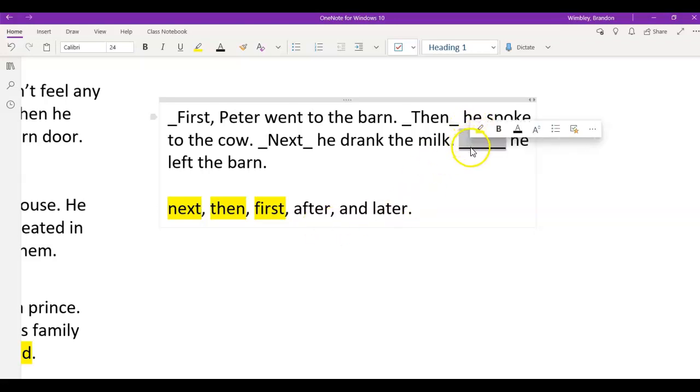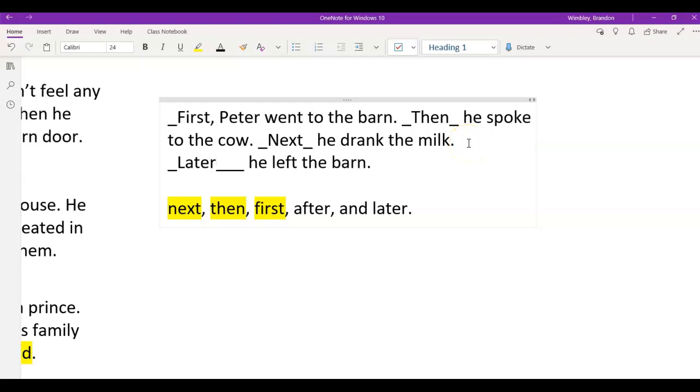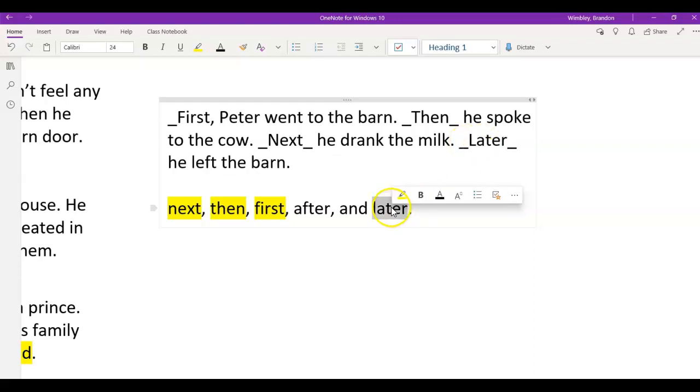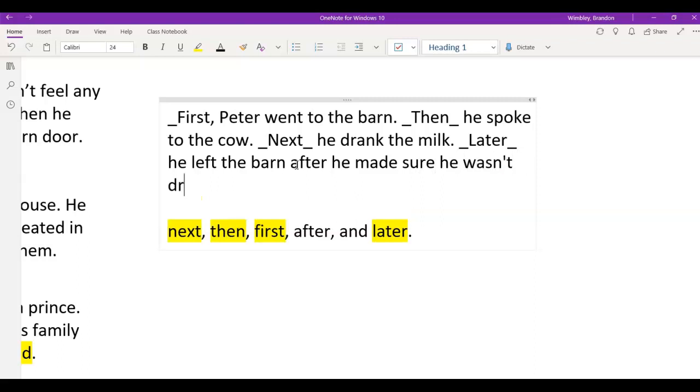So now we have this. What happens next? Later, he left the barn. So we can put that in as well. So notice, I don't need to use all of my transition words, all of these event order words. What I can also do though is I can use this word after and combine them as well. Next, he drank the milk. And then we could put another sentence in there. Later, he left the barn. After, he made sure he wasn't dreaming.